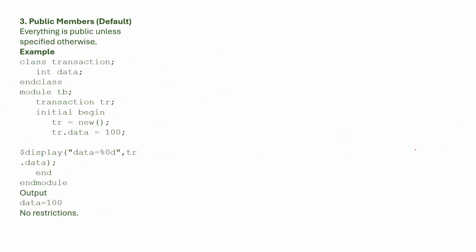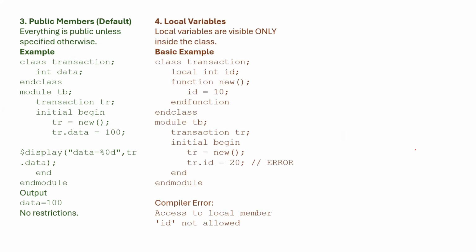So public member is default. So normal class, nothing will be the difference here. Class, member, end class, transaction, and then you are assigning the data display. That's it, normal class name. After that, local variables. So you are using the keyword called local here.